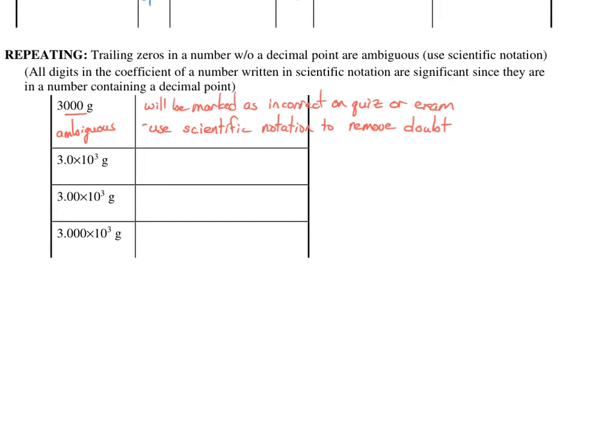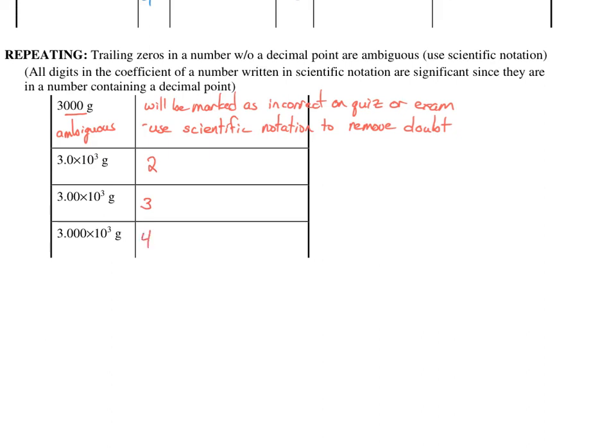For example, these numbers here are all equivalent to 3,000 grams, only expressed with different numbers of significant figures. Here we have 3.0 times 10 to the third. There are 2 digits in that coefficient. Therefore, there are 2 significant figures in this answer. 3.00 has 3 sig figs. 3.000 has 4 sig figs.